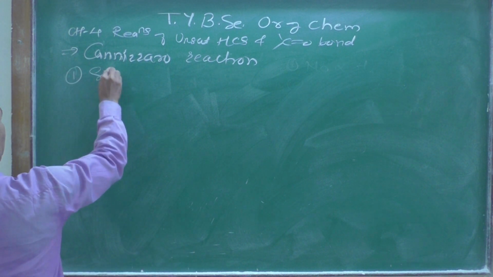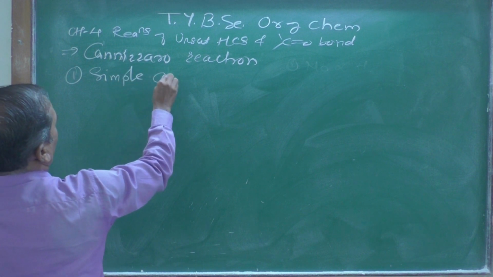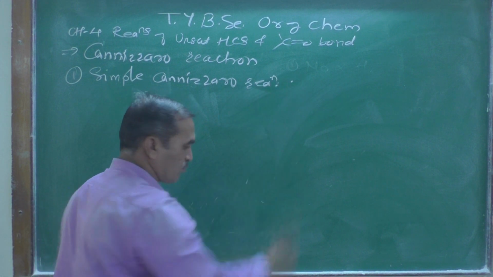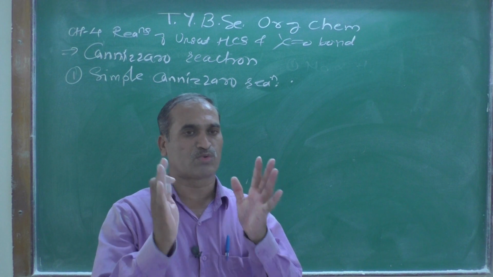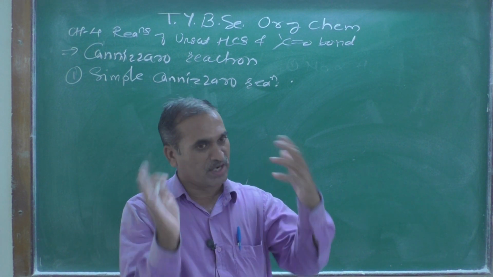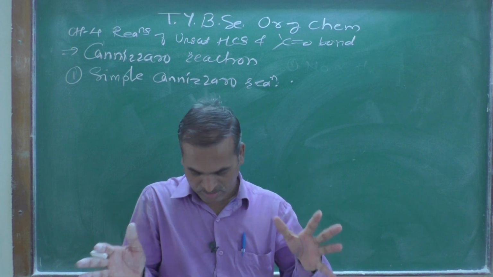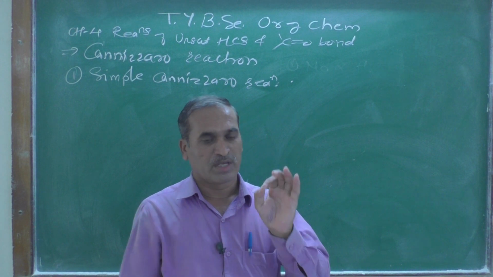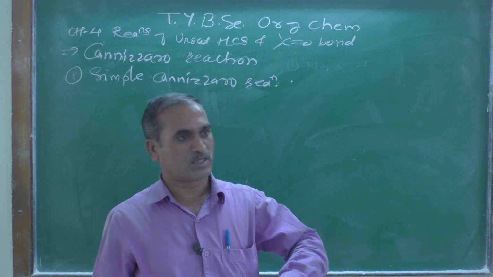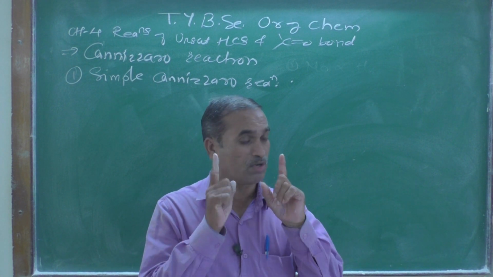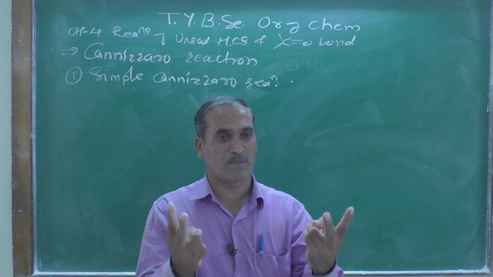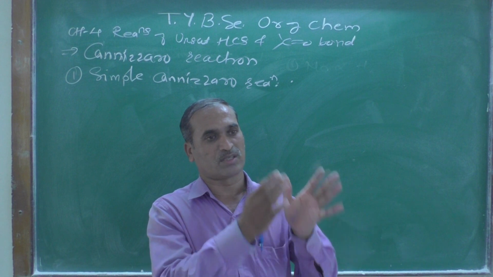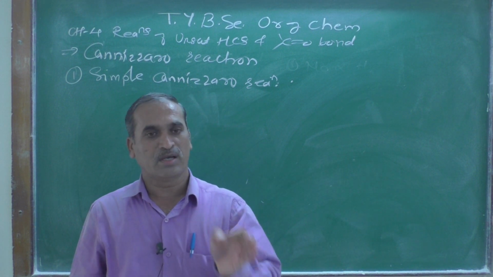Number 1 is a simple Cannizzaro's reaction. And what does it mean? Simple Cannizzaro's reaction means what? For this reaction, 2 molecules are required, right? And therefore, if the same molecule undergoes self-oxidation reduction reaction, like formaldehyde with another molecule of formaldehyde, one will show as the oxidized form, another one as the reduced form.